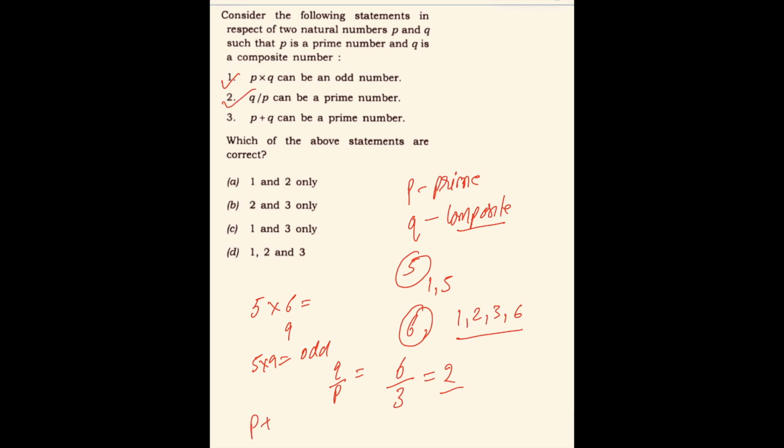Can p plus q be a prime number? Yes. 5 is one prime number. If we add another prime number 2 to it, we get 7, which is also a prime number. So this can also be true. So all these three statements are true.